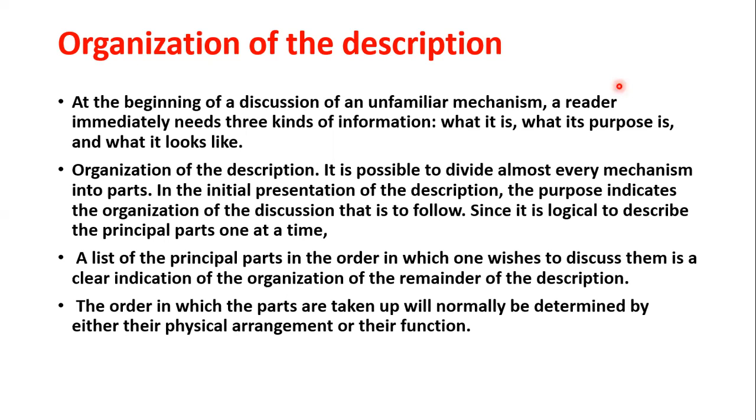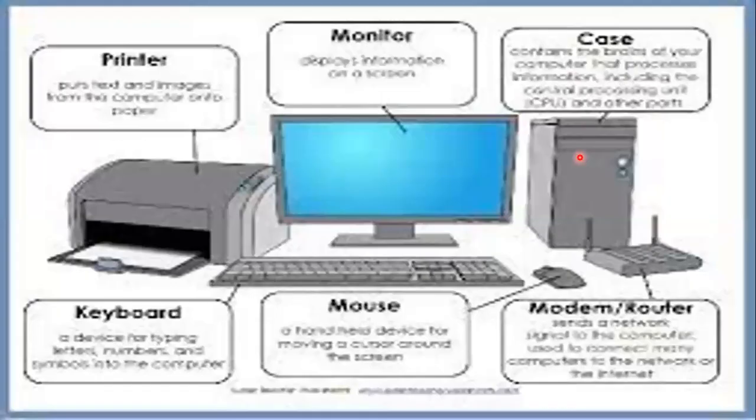Well, we are discussing the mechanism of the computer, and we found out that a computer has the following major sections: CPU, monitor, keyboard, mouse, and accessories like modem, router, or printer.